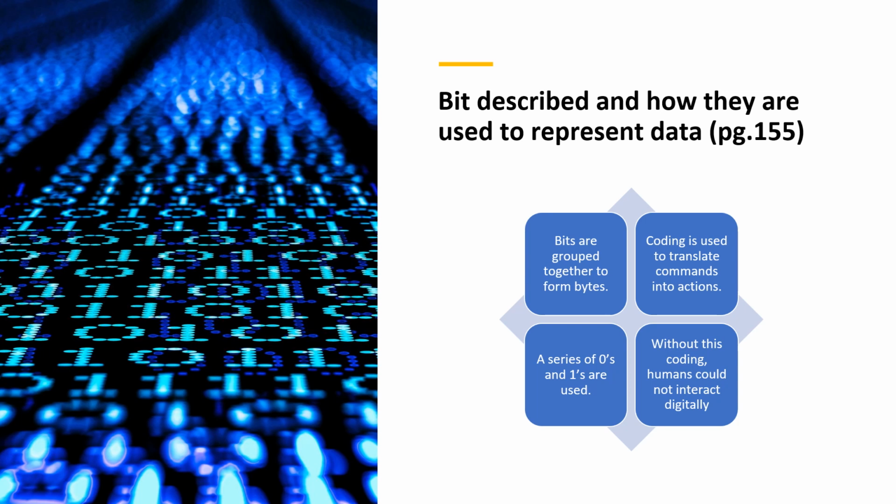Bit. Now, bits can be described, and how they are used to represent data, which is in your textbook page 155. Bits are grouped together to form bytes. Coding is used to translate commands into actions. A series of zeros and ones are used. Without this coding, humans could not interact digitally.